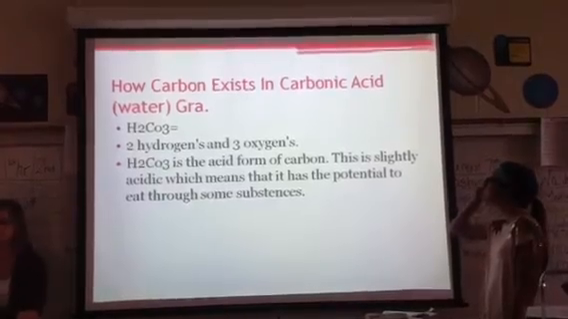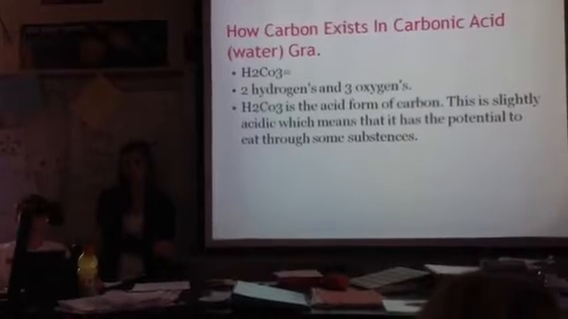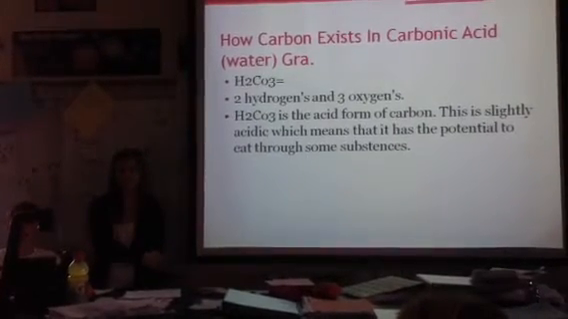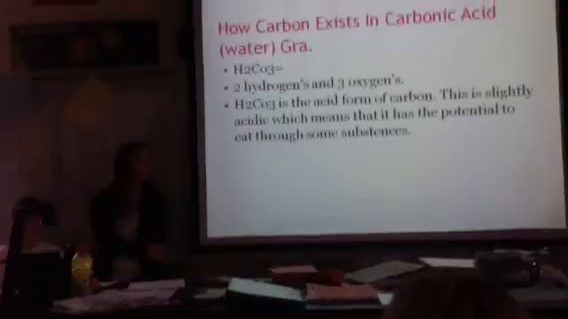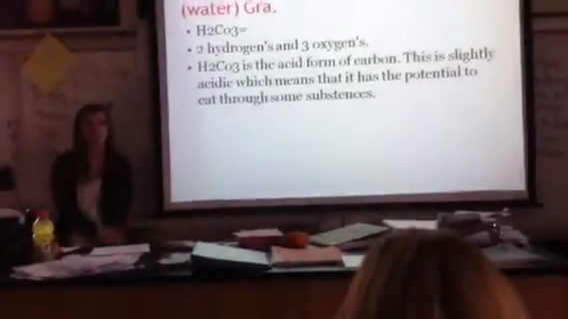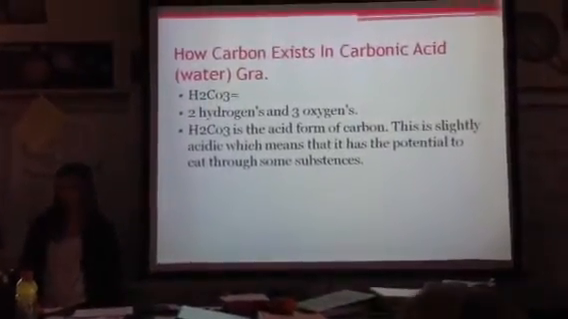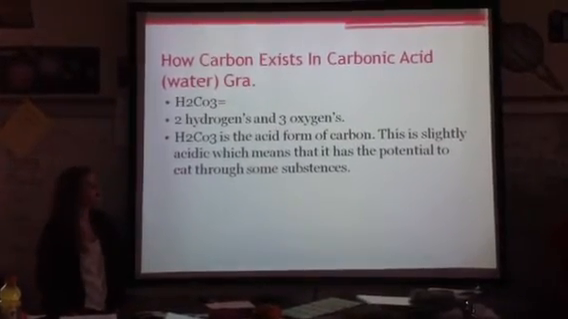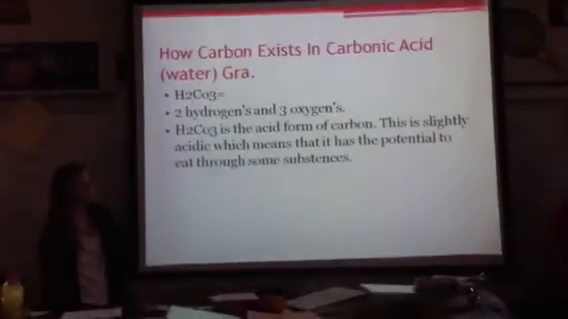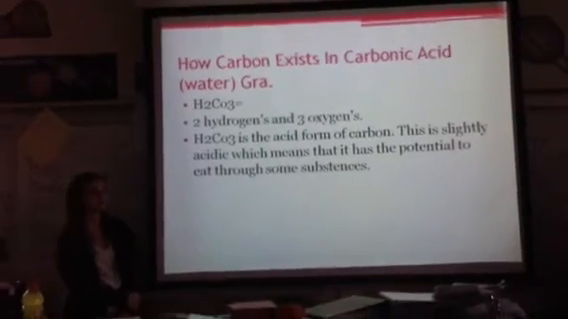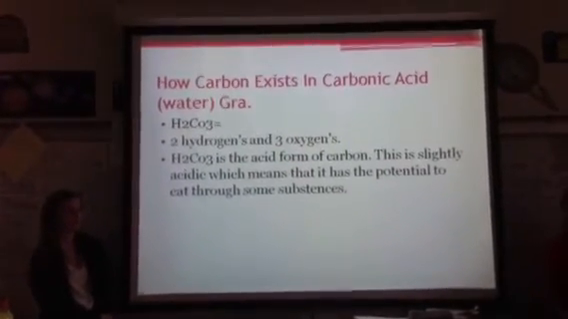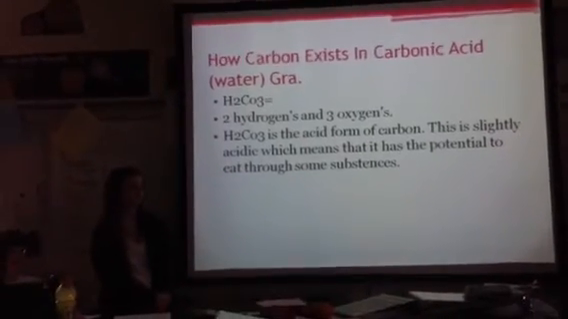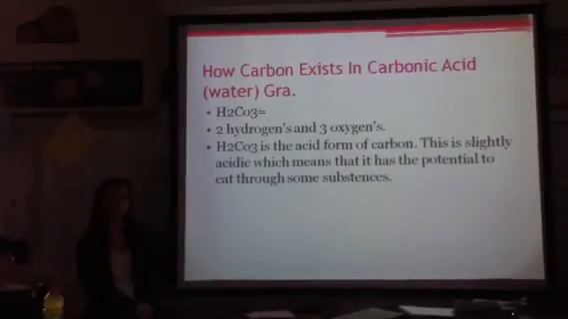How carbon exists in carbonic acid. The formula for this is H2CO3, which is two hydrogens, one carbon, and 3 oxygens. H2CO3 is slightly acidic, which means it has the potential to eat through stuff. But it's also beneficial: it's used to make pop. It's used in carbonated water, which is the really fizzy water, and it's not really harmful to us humans.